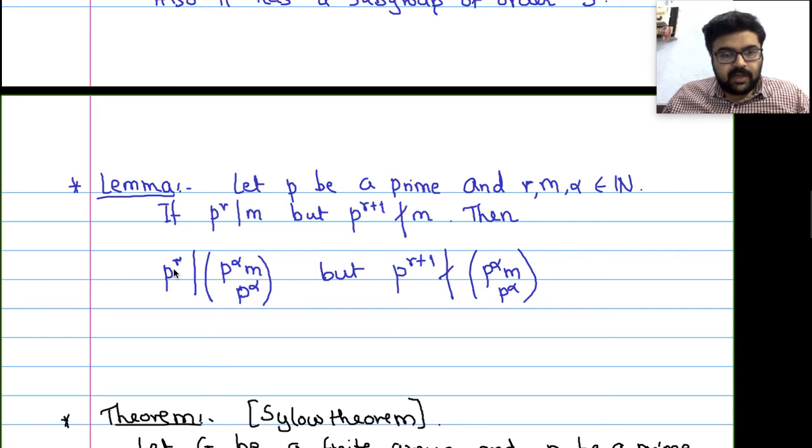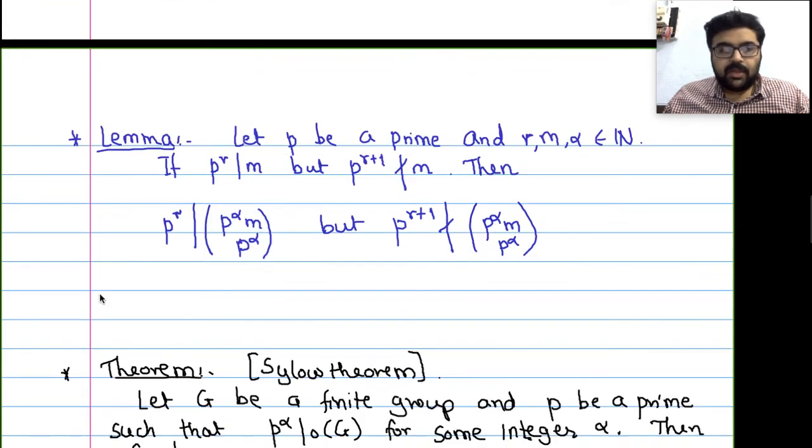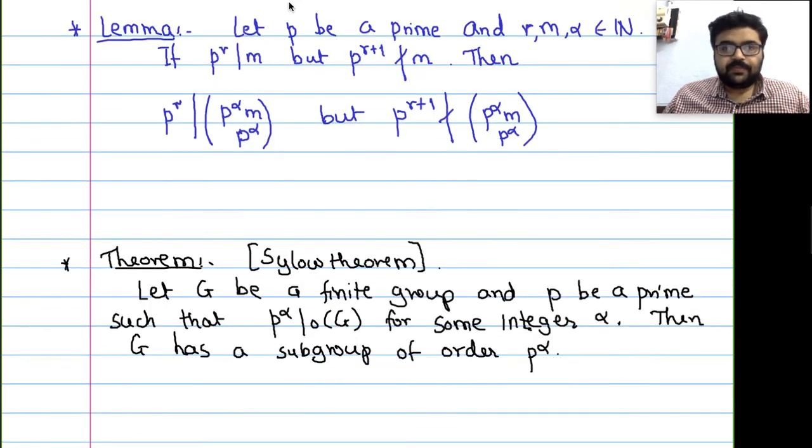So the maximum power here is r only, r plus 1 is not there. It's a very simple result, there is nothing more complicated. The proof is easy, I leave it as an exercise. Whenever there were seminars in the department, I used to give this as a seminar exercise. But let us consider an example.